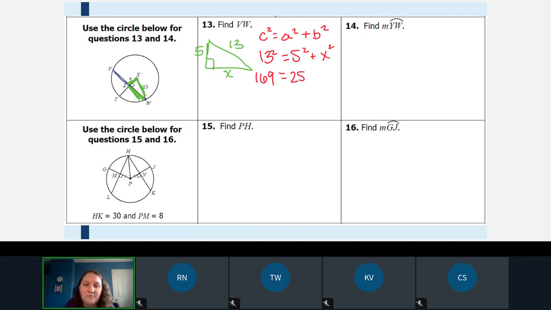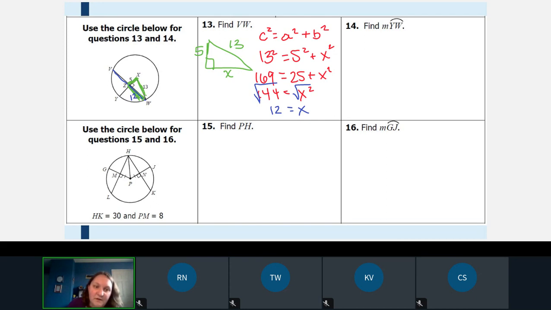5 squared. I need that x squared by itself. So we subtract 25 from both sides. Zoran, you got it. And then to undo a square, our friend, the square root. Square root of 144 is 12. Now our answer is not 12. We do have to be very careful.